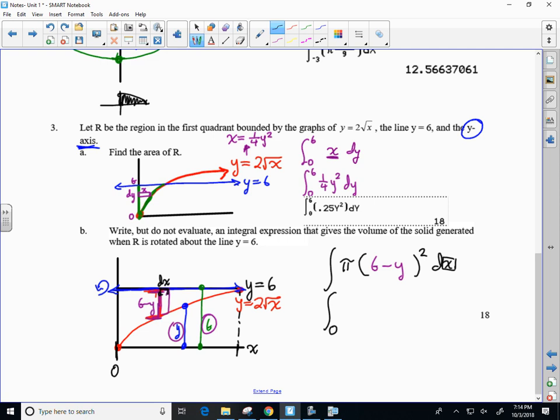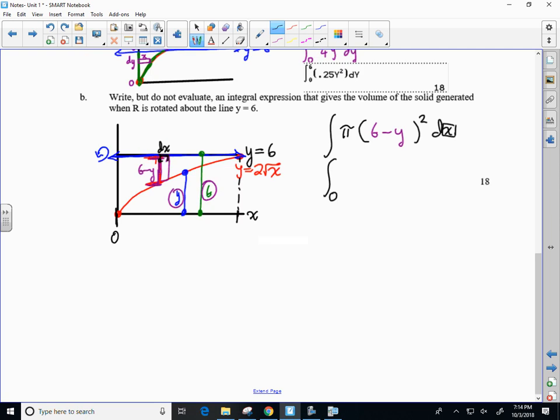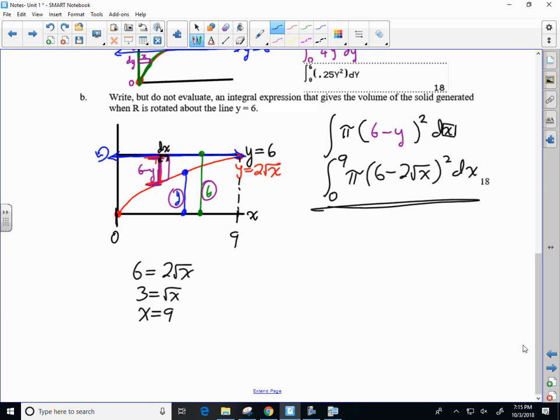All right, we get that intersection. I did it in my head before, but I could have been wrong, so let me just write it. The intersection would be 6 equals 2 root x. Divide, you get 3 equals root x, and so x would equal 9. Okay, so I didn't screw it up. Pi times the integral of 6 minus 2 times the square root of x, squared, dx. That's all they're asking for.